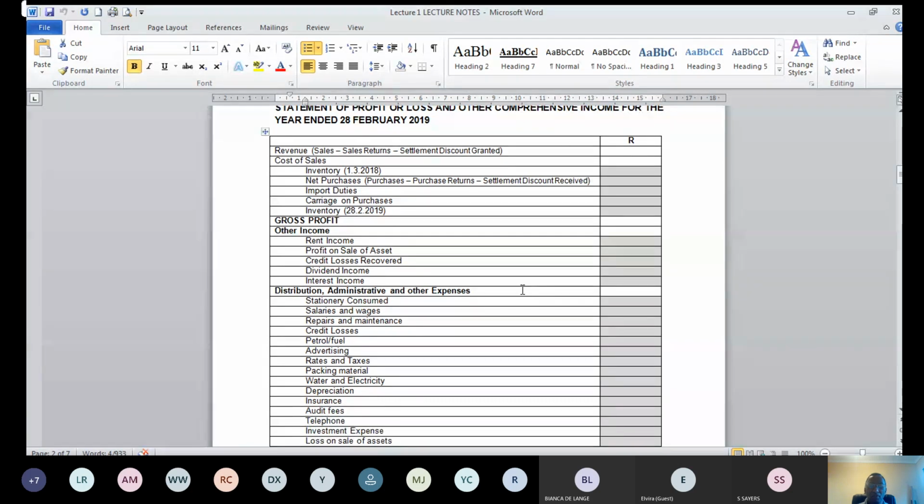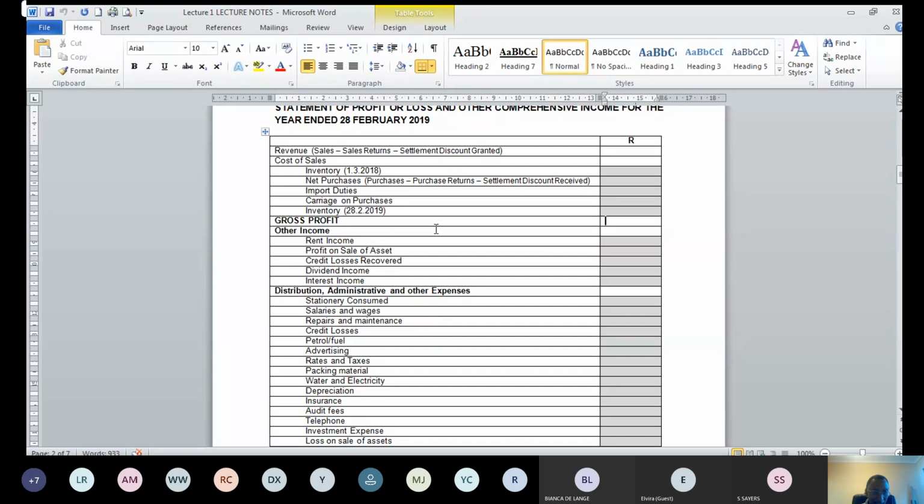get that answer, minus your cost of sales. Cost of sales is still your opening inventory plus your purchases plus import duties and carriage on purchases minus the closing inventory. Net purchases is purchases minus your purchases returns minus your settlement discount received, and that will give you the calculation there. The revenue minus your cost of sales is your gross profit. Okay. Actually, everything is the same in the case of the sole trader.